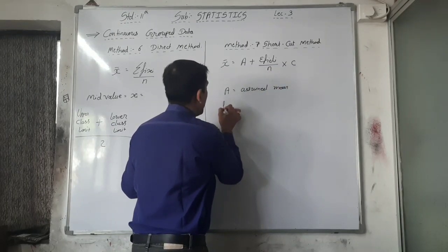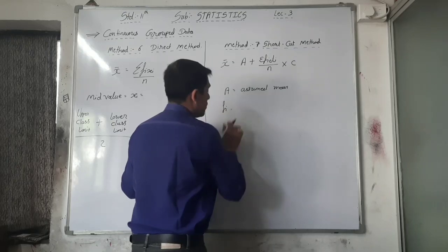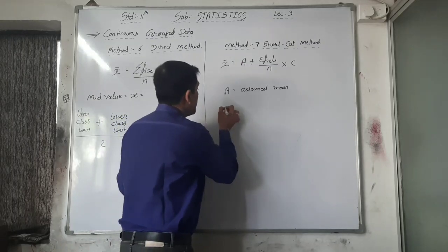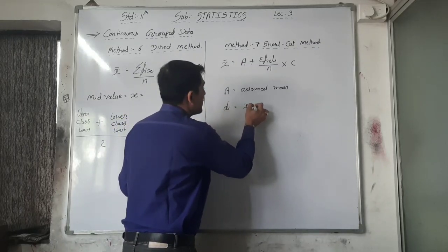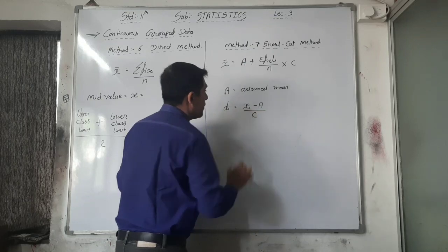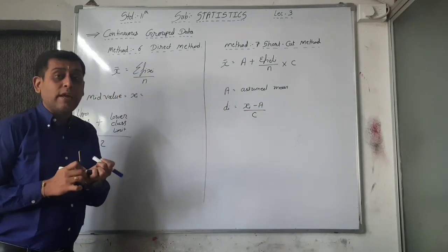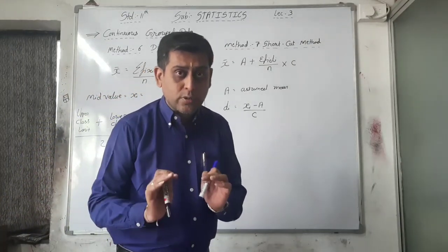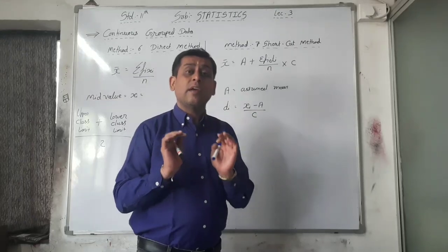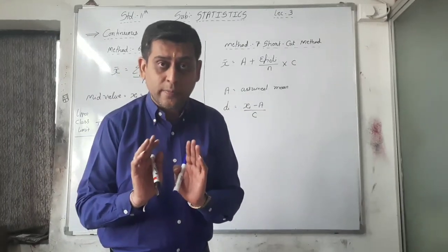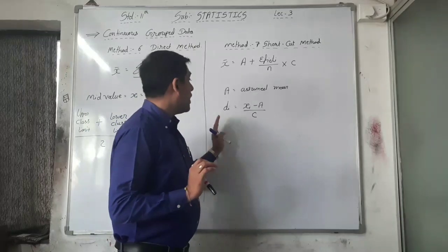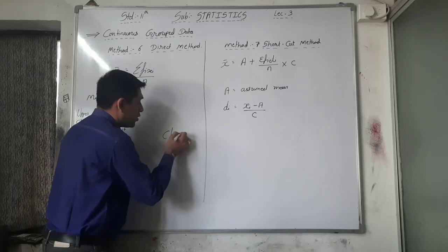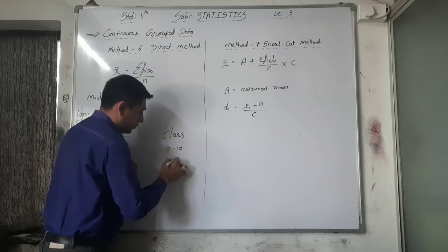fi di, fi is equal to frequency. You all know about frequency, but here di is equal to xi minus a upon c. Why do we have to take c here? Here there is no option. In discrete group data there are options: you can take di equal to xi minus a directly. But here the class interval is given. See, I told you that in this question the class is given.